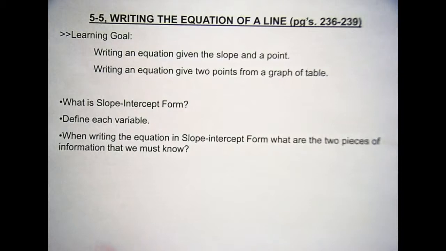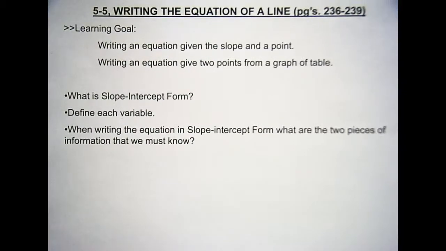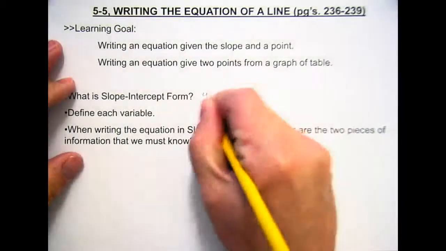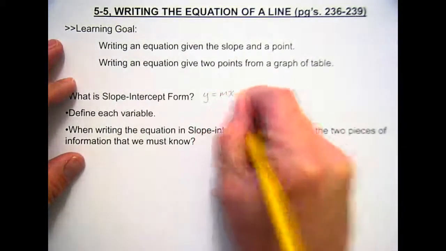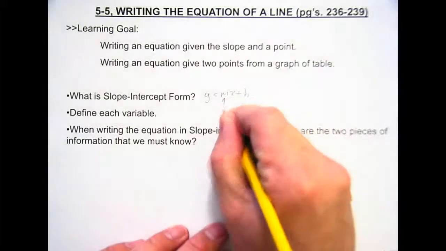Okay, so quick review. I want you to write down what slope-intercept form is and write down what each variable means in slope-intercept form. All right, go for it there. Good, slope-intercept form is y equals mx plus b. And volunteer to tell me what m is. What we got for m there? This is our slope, yeah.